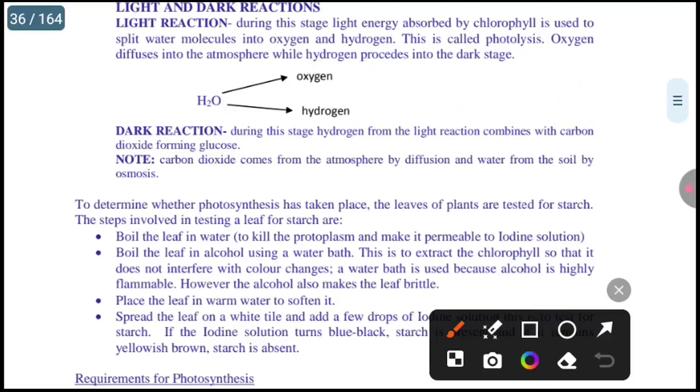One thing we should note is that carbon dioxide comes from the atmosphere by diffusion, and water from the soil by osmosis.